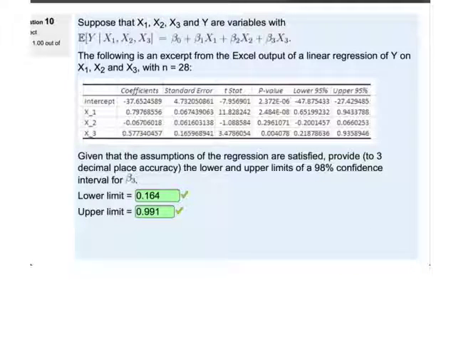This is question number 10 from the third and final probability and stats revision quiz, and I've got Tali keeping me accompanied as we do these.